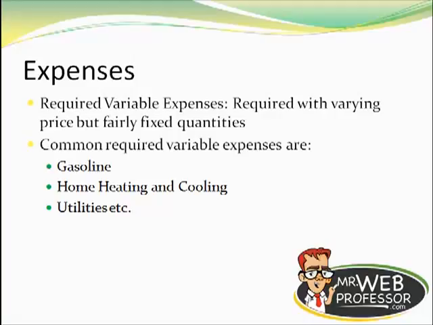Utilities, home heating and cooling, these all kind of fall into this category, and you can probably think of some additional items which are required, meaning you need them for daily living, but they vary in price depending upon market conditions or other factors. Yet you buy them in generally about the same amount every month. So that's a summary of required variable expenses.